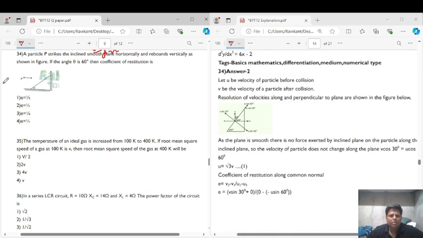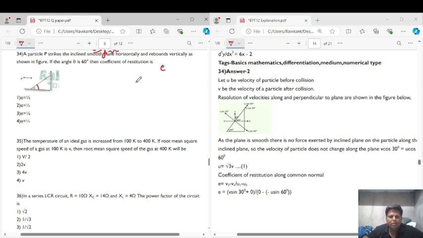Question number 34. Particle P strikes an inclined smooth plane horizontally and rebounds vertically as shown in the figure, right? If the angle theta is 60 degrees, then the coefficient of restitution is, that is, they are asking the value of E. So the particle P strikes the inclined smooth plane horizontally and rebounds vertically, as shown in the figure. The angle theta is 60 degrees. So this angle is equal to 60 degrees, and then they are asking the coefficient of restitution.